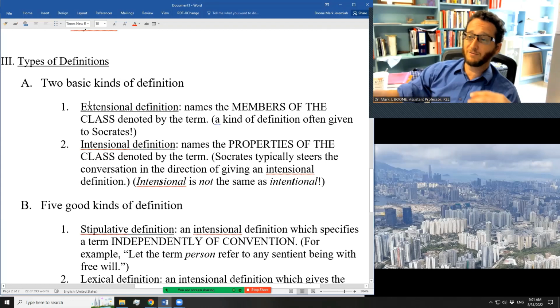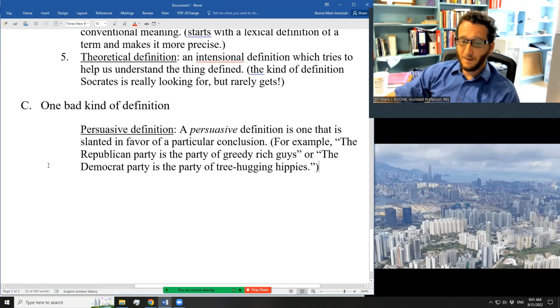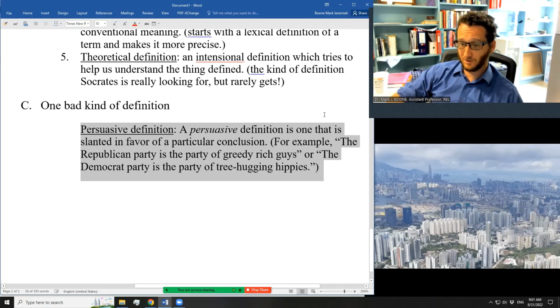But also, this stuff likely comes up later when we're doing more logic. I can't promise I'll always make the connections in later videos. Hopefully I will, but I certainly can't promise that. But this might be more obviously about logic. This happens. People give definitions that are slanted in favor of a particular conclusion.